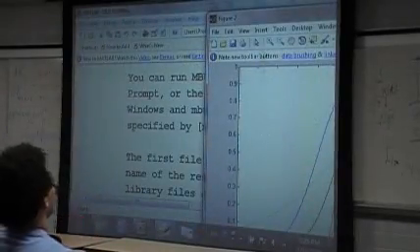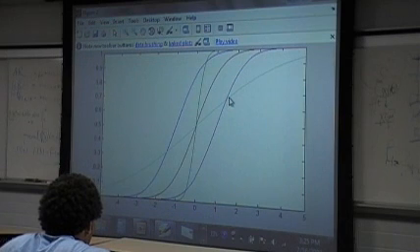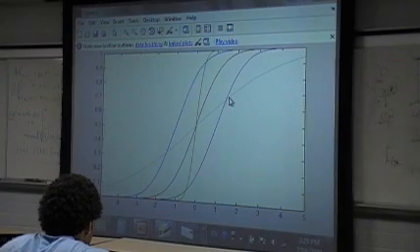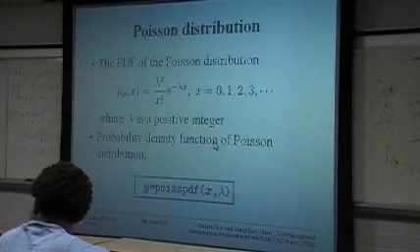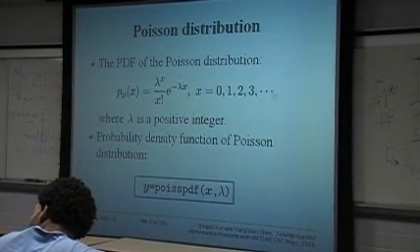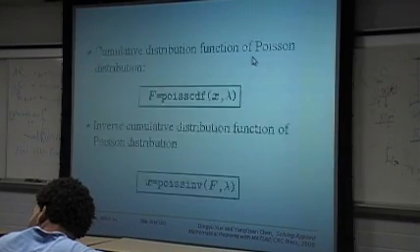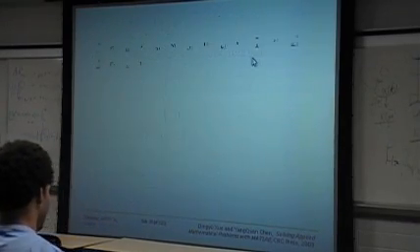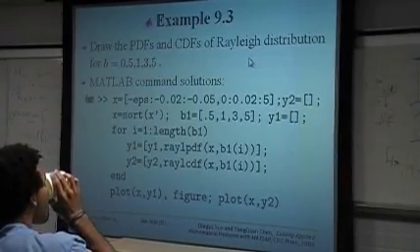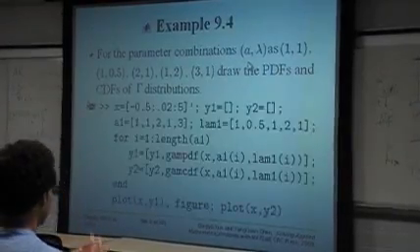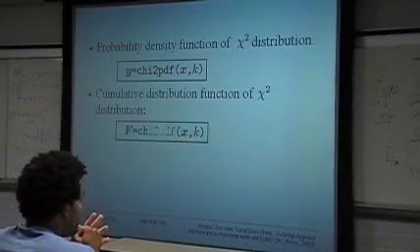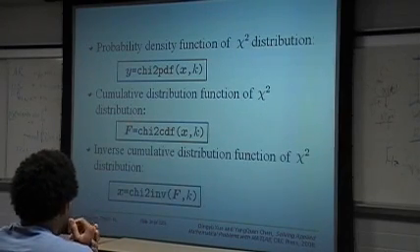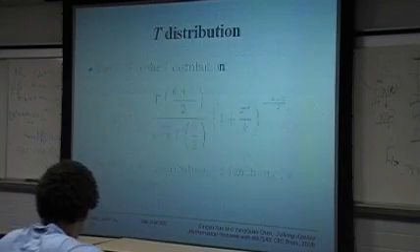And these are the cumulative distribution functions. You can draw them directly by the command. And there are other distribution functions, the Poisson distribution, the Rayleigh distribution, and other functions, which we will not explain too much now. So in this way, we can easily draw the probability density functions and also the cumulative distribution functions using similar commands.